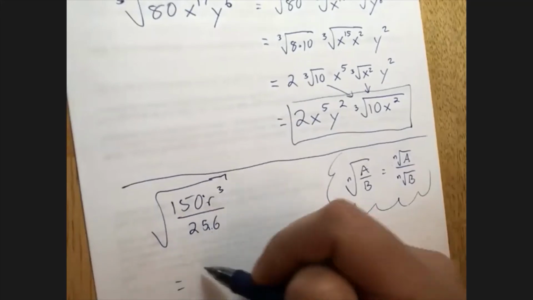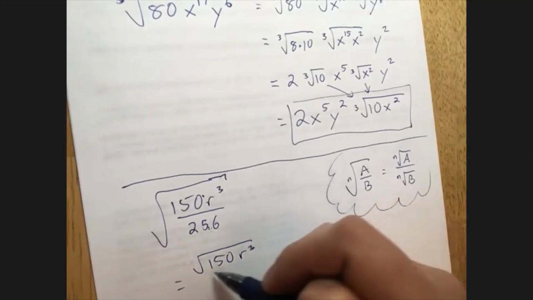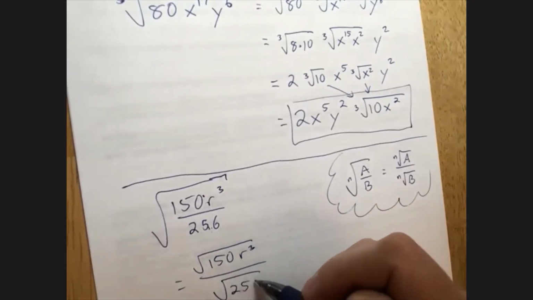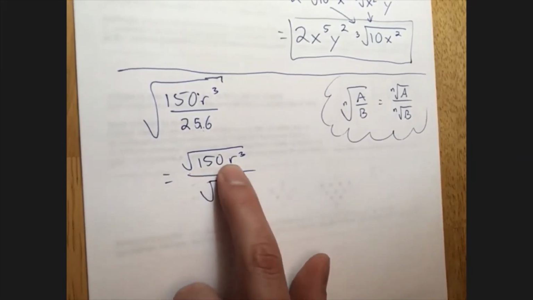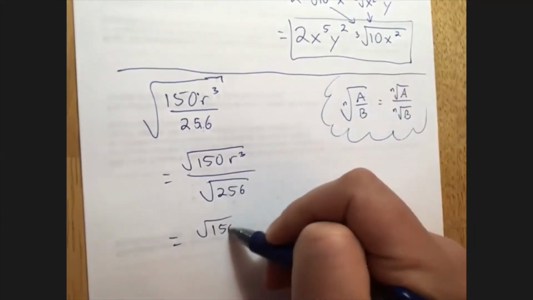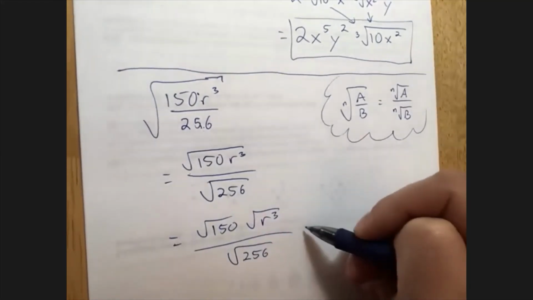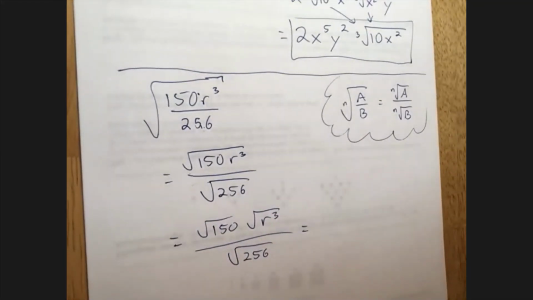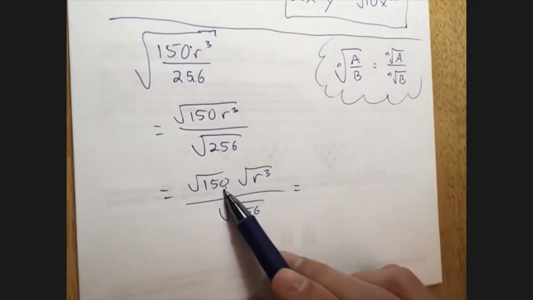So I can write this as the square root of 150 r cubed divided by the square root of 256. And then we can use that other property for the top. We can write this as root 150 times root r cubed. So it's root 150 times root r cubed divided by root 256. So we use both those properties. And now what do we do? Well, we're looking for a perfect square factor of 150.